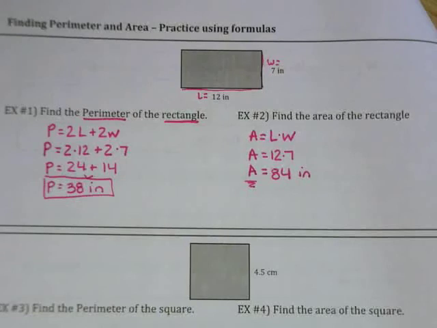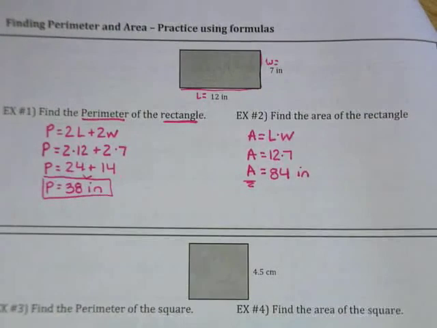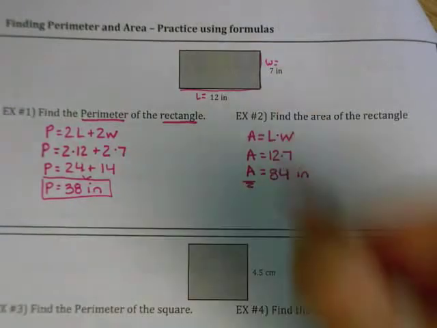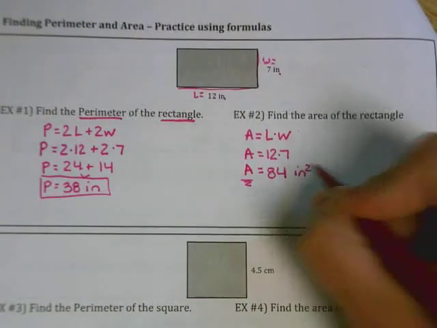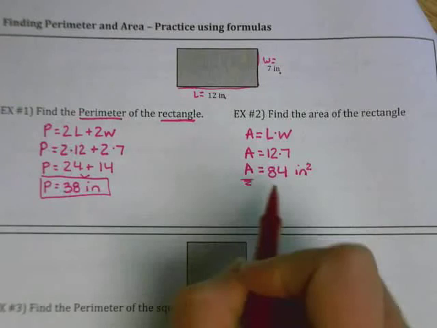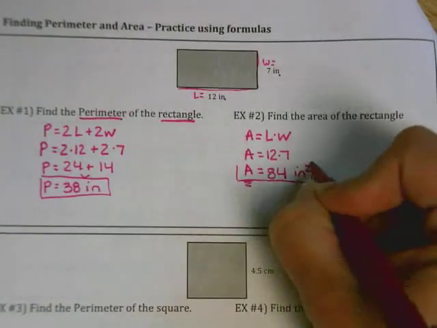Anytime you've got area, it's not going to be a length. It's going to be how many squares essentially are in the inside, how much space that takes up. So inches times inches would give us inches squared, square inches. That's how much space that takes up on the inside. So there's our final answer, 84 inches squared.